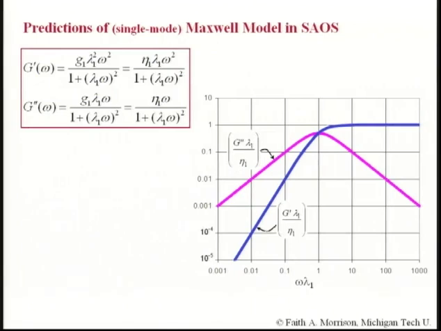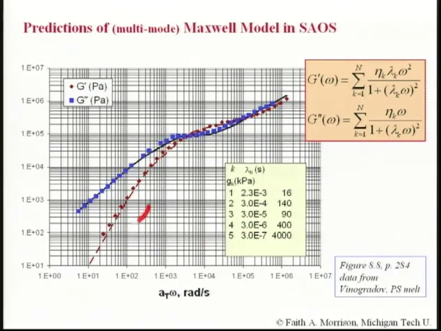Remember, we talked about everything moving to the left as you have longer and longer relaxation times. So these are the longest relaxation times of your material. And so the part of the curve that's fit by the longest relaxation time is the terminal zone.